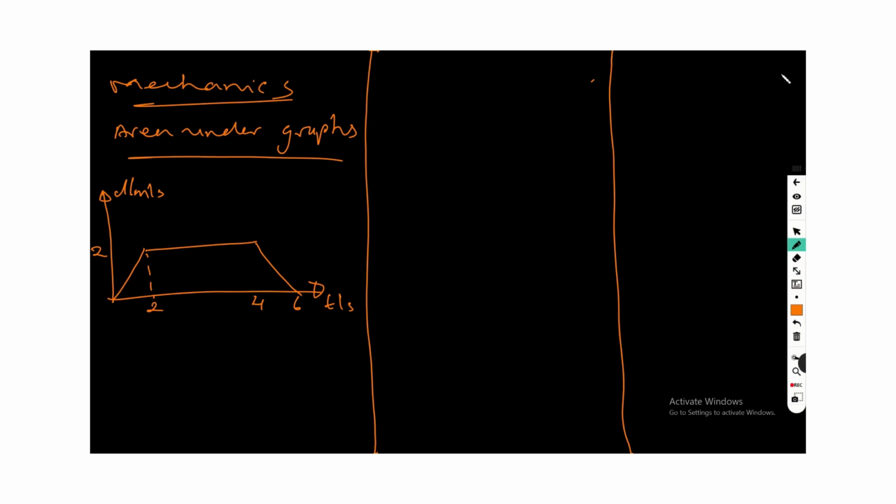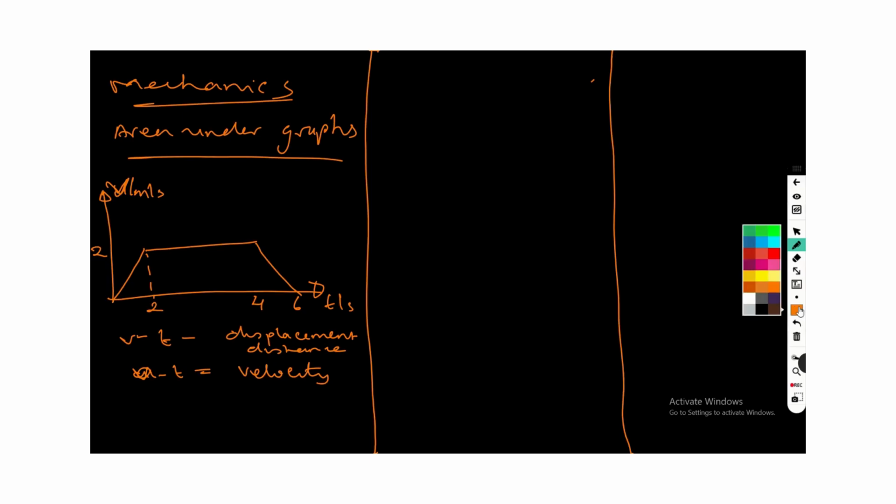The first thing you have to know is that this graph is a velocity-time graph, plotted against time. For a velocity-time graph, the area under the graph is displacement, or distance if it's a speed-time graph. For an acceleration-time graph, the area under the graph is velocity. So it depends on what you'll be looking for.